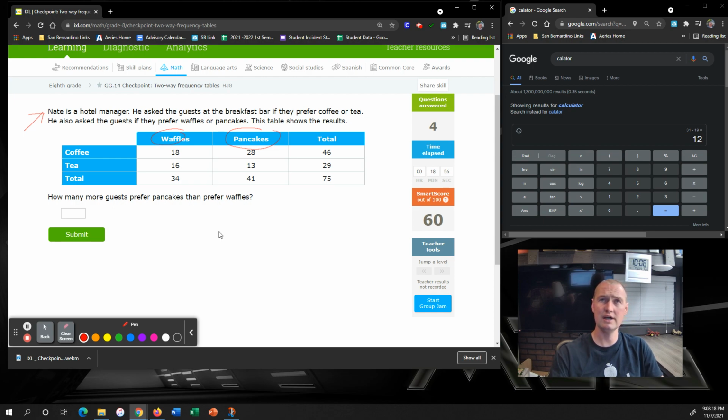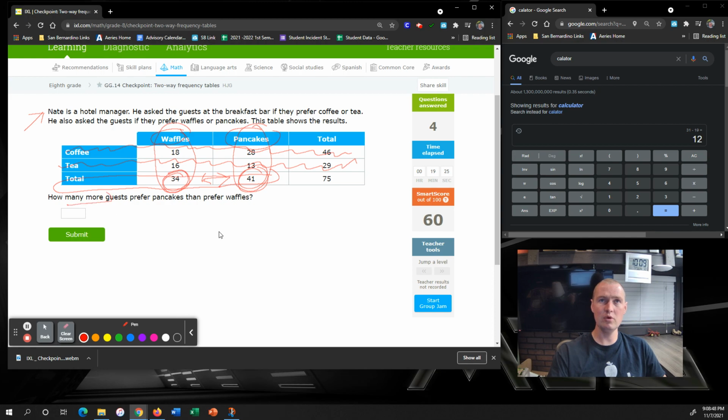So what are we looking at? The overall waffles and the overall pancakes. Well, what does overall mean? Overall means the total. So what are we looking at? The 34 compared to the 41. Because it doesn't say anything about coffee and tea. So this row's completely out. And tea, not even mentioned, that row's completely out. So that's always a good way to eliminate what you need.